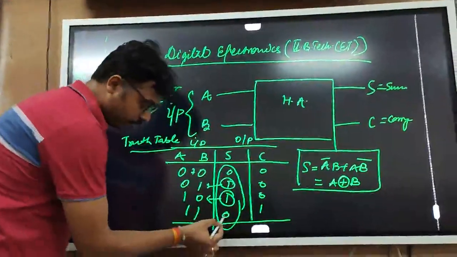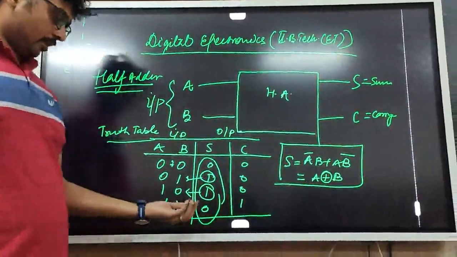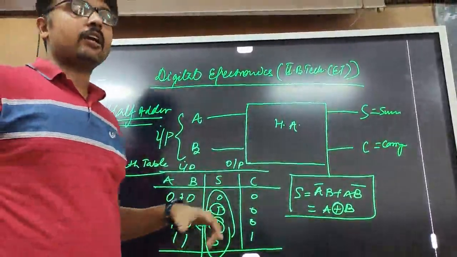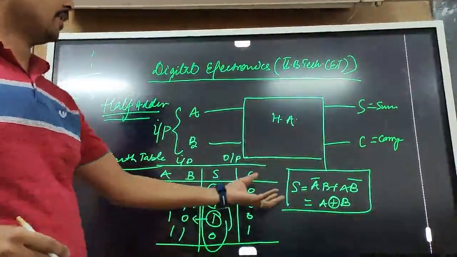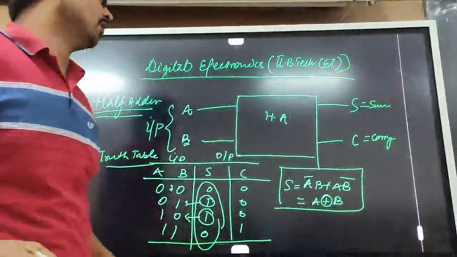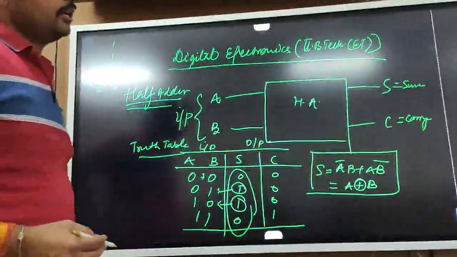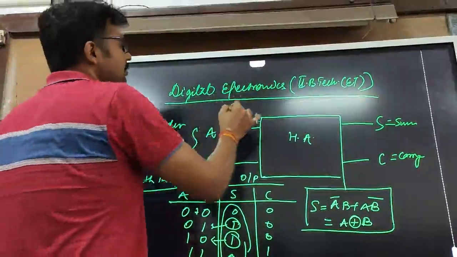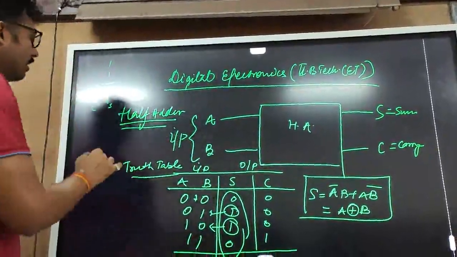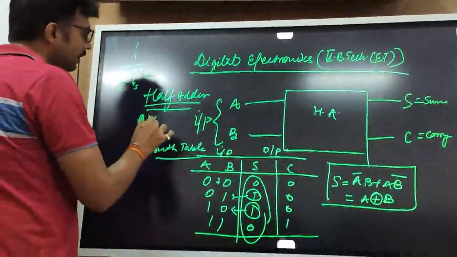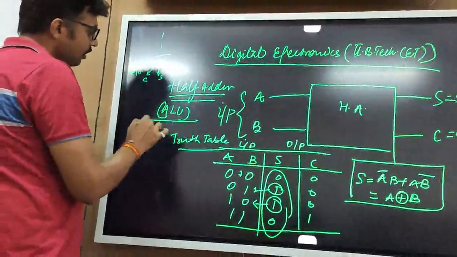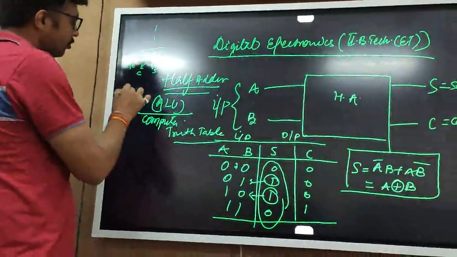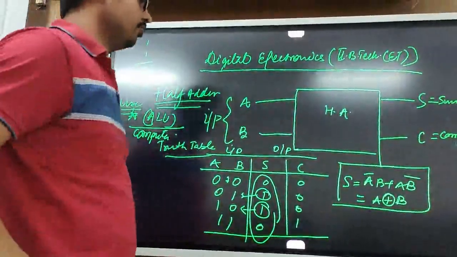In OR gate you will get 1 there, but that is not actual summing, whereas exclusive OR actually sums the things. That's why whenever we use half adder or full adder, it is used mainly to sum the bits. That's why half adders and full adders are used in the arithmetic and logic unit of any computer. It's basically used here in ALU.